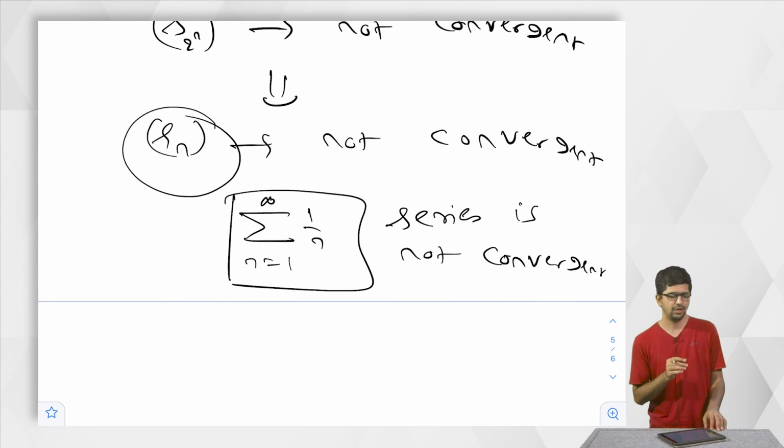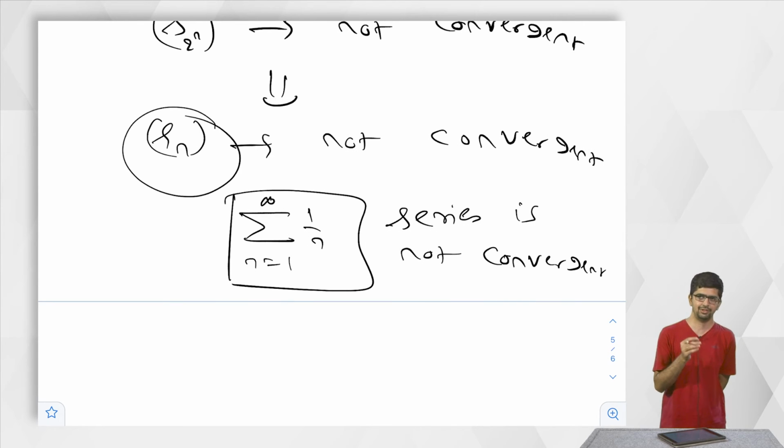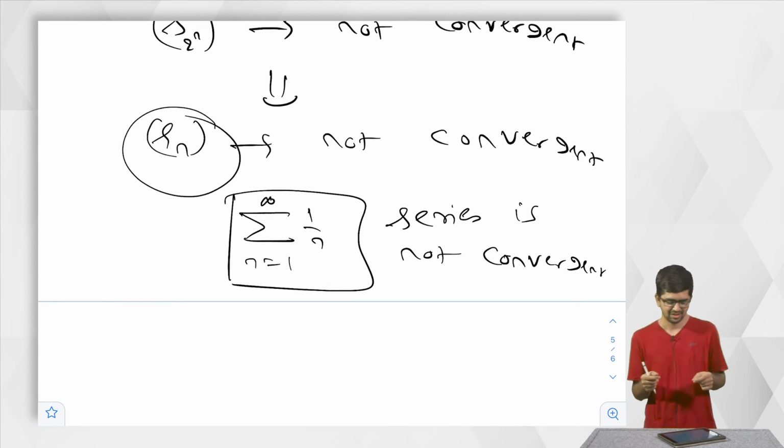Okay, till now what we have seen is the notion of series. What does it mean to say a series is associated to a sequence? Then we have seen what it means to say it is convergent. Series convergence means the corresponding sequence of partial sums is convergent. That's what you should remember and understand.